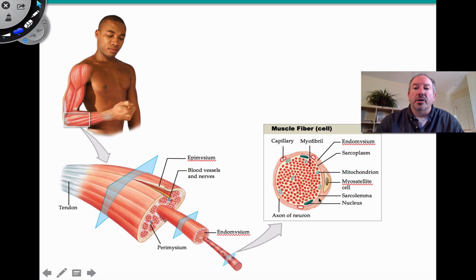I'm sorry, the sarcolemma is the membrane of the cell. Sarcoplasm is the fluid of the cell. I misspoke there. Sorry about that.